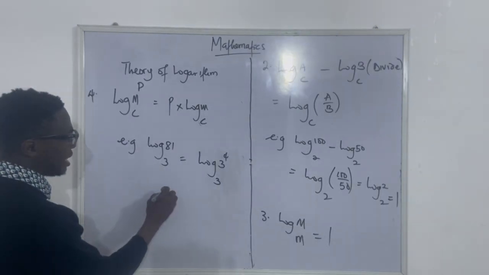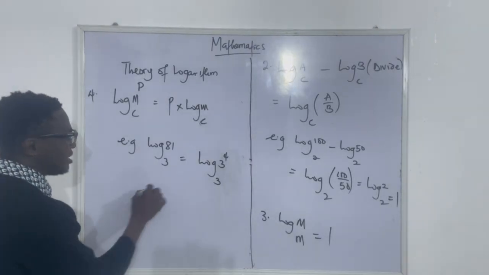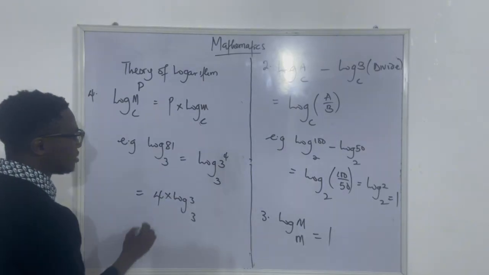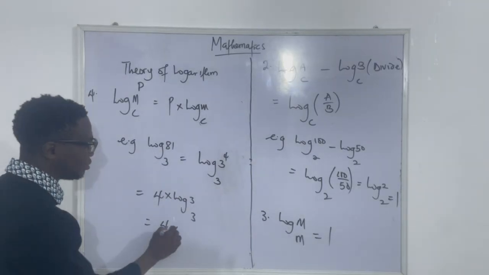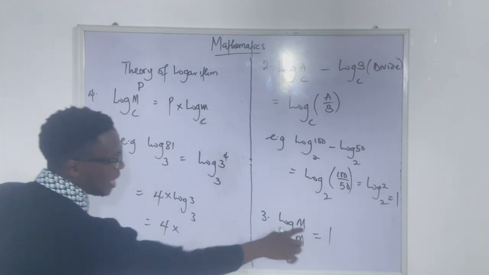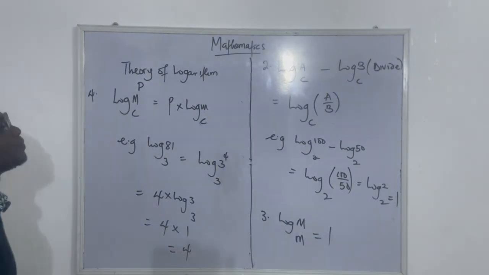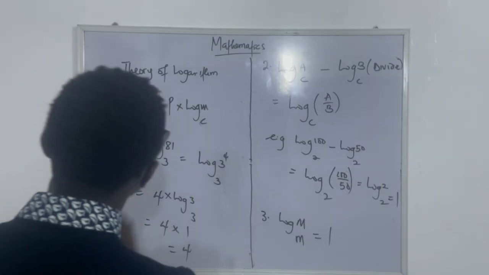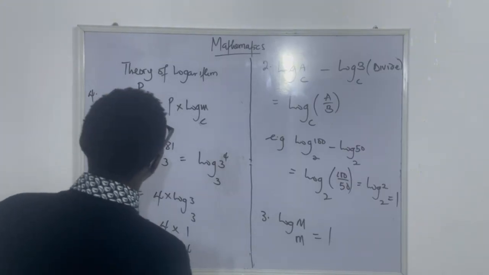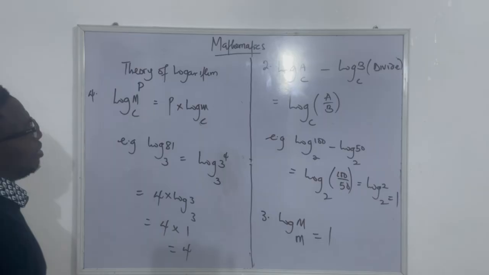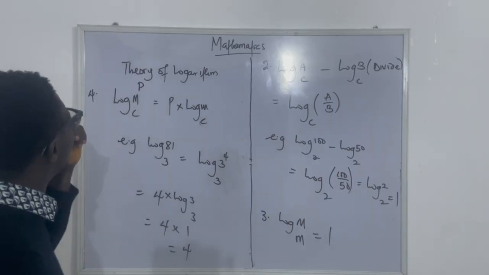Which simply means that if I'm rewriting, I'm saying 4 multiplied by log 3 base 3, which makes it very simple because I have log m base m equals 1. So here your final answer is 4.